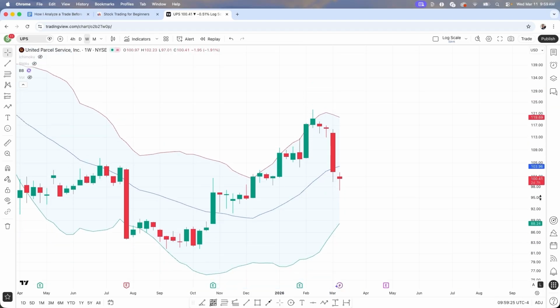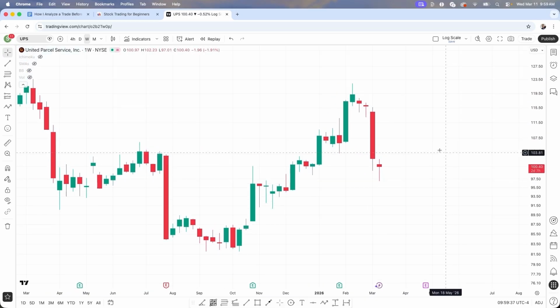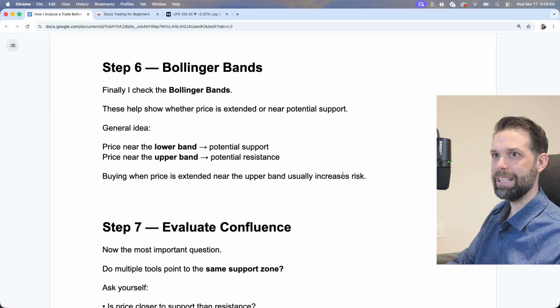So the Bollinger Bands there, that's how they are. And we don't want to buy the top band. We would rather buy the support areas. And again, you don't need every tool lining up perfectly. So that is our list.